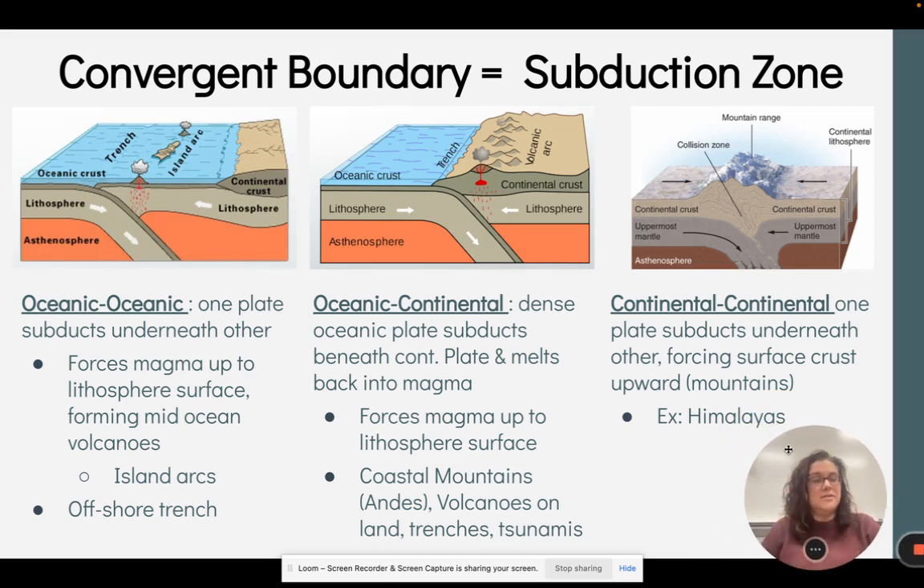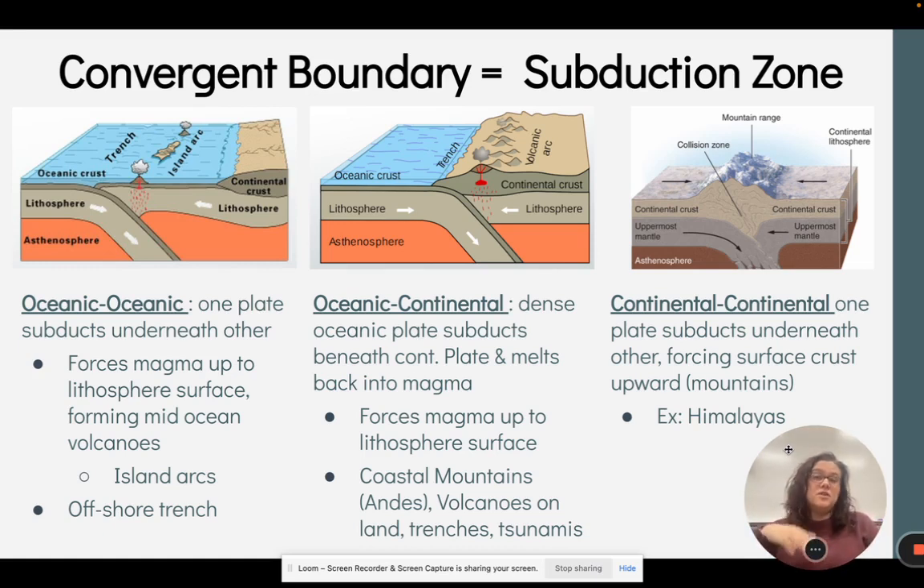So each of these next slides talks about a specific type of boundary. Convergent boundaries are up first. We have three basic types of those. Oceanic is when you have two oceanic plates, and one is subducting under the other. The plate that is more dense is always going to subduct below the less dense plate. Okay, just kind of makes sense. And when it does this, it'll sometimes force magma up to the surface. So you'll see mid-ocean volcanoes form here, and sometimes island arcs will form here. We also can sometimes see offshore trenches, right? Because as that plate subducts, it's going to form a trench.